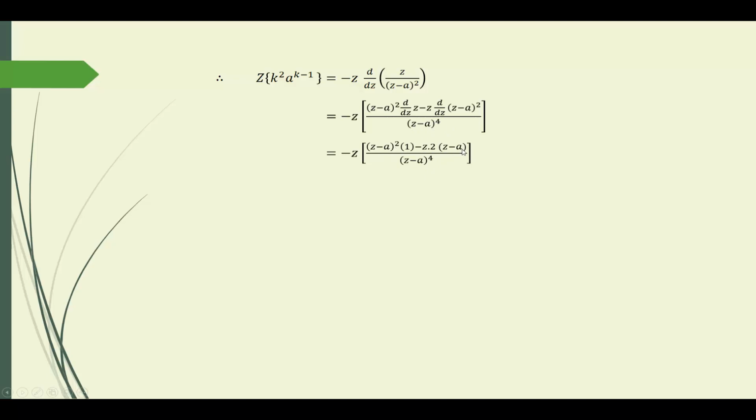Now in the numerator z minus a is common, so minus z inside the bracket, z minus a common. The first term is z minus a and minus 2z, upon z minus a bracket raised to 4. One z minus a cancels, so minus z upon z minus a bracket cube. Now in the numerator z minus 2z is minus z minus a, so minus z minus a upon z minus a bracket cube. Taking the minus sign common, this minus and minus become plus, equal to z into z plus a upon z minus a bracket cube, for mod z greater than 1, which is our required answer.